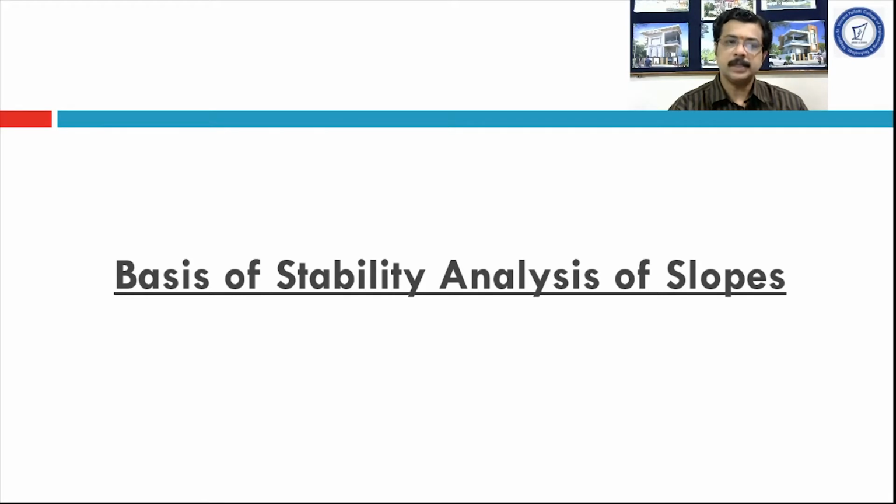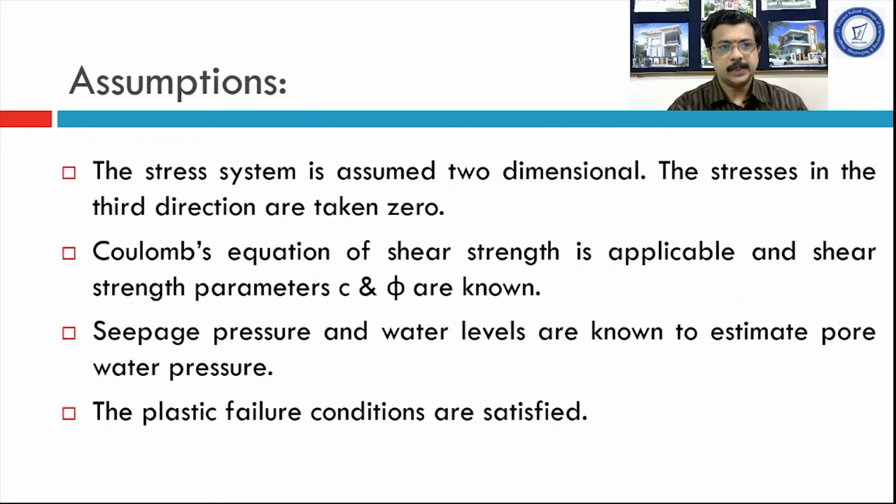Now today we will see what is the basis of stability analysis of slopes. Thereafter we will see factors of safety. Then what are the various types of failures that can occur in a slope, and finally the causes or multiple reasons behind the failure of the slope. Okay, so we will see all these points one by one. We will start with the basis of stability analysis of slope.